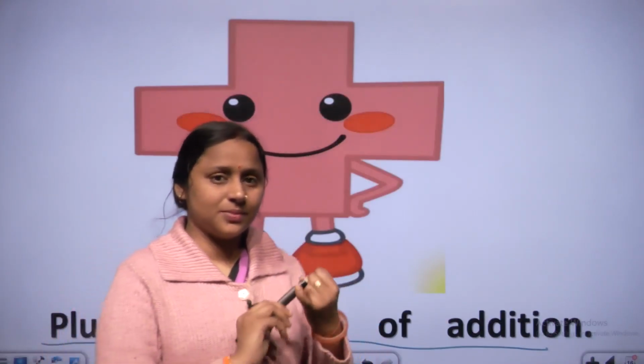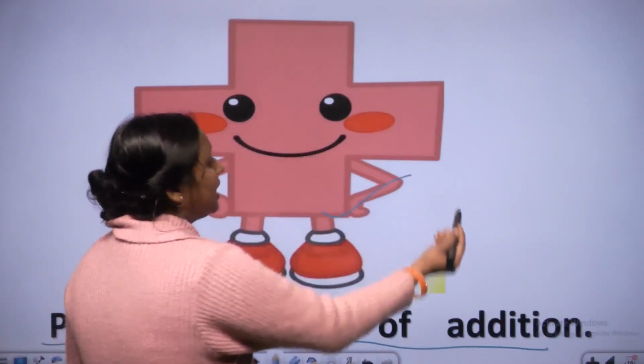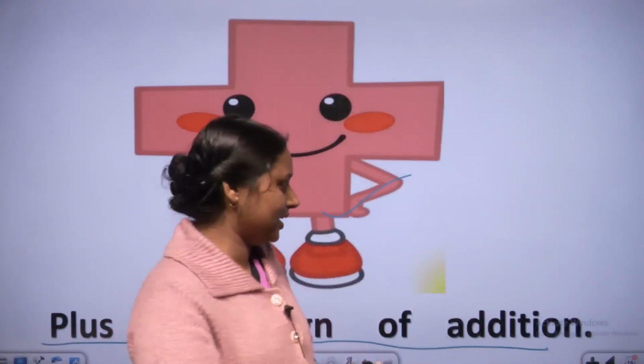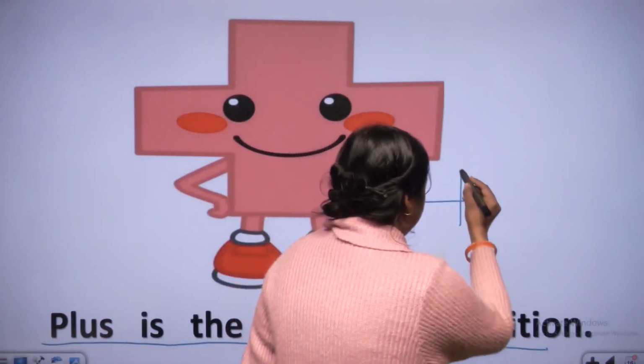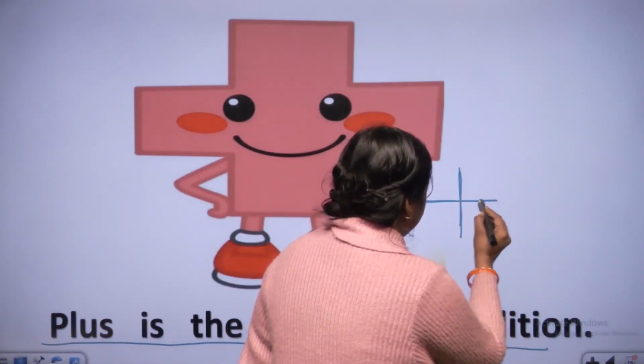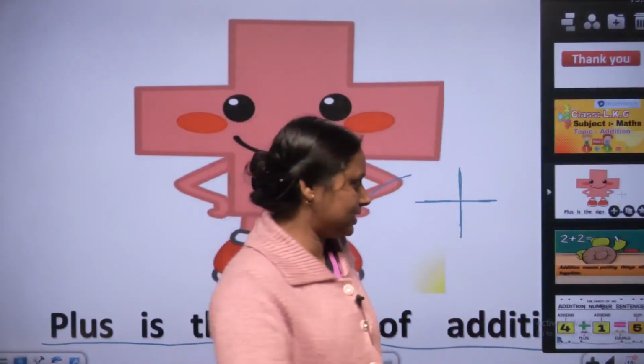Aap addition ko sum bhi keh sakte ho. Combining two or more things kah sakte ho, all together kah sakte ho, whole kah sakte ho, okay? But plus is the sign of addition. Addition means plus nahi hota hai. This is plus. Plus is the sign of addition.